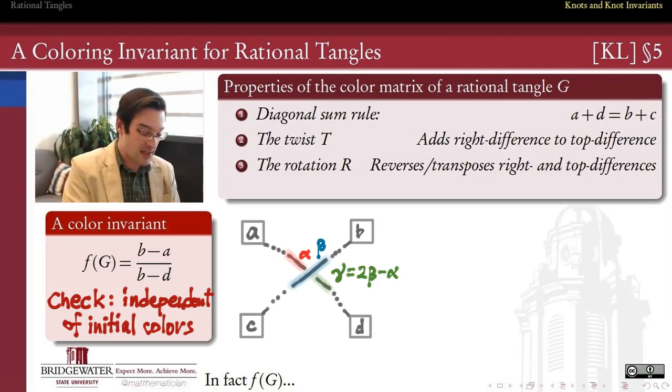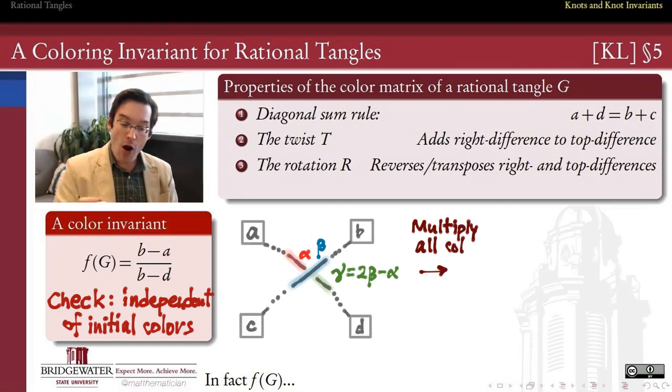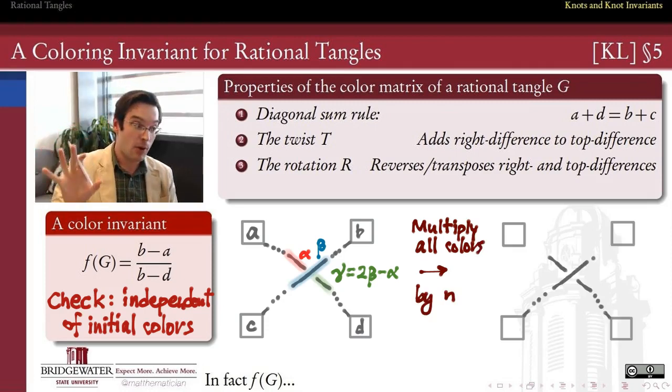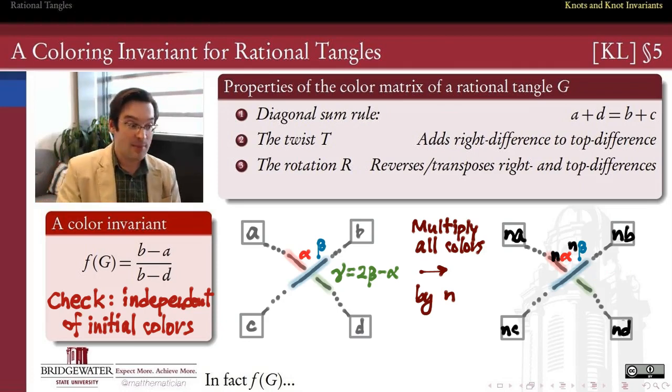The way we're going to do it is by taking an arbitrary tangle with color matrix ABCD and look at one of its crossings here in the middle. So I'll use beta for the overstrand and alpha and gamma for the understrands, where gamma satisfies 2 beta minus alpha, so it's according to our coloring scheme. So we have a validly colored rational tangle here with matrix ABCD. What's going to happen if I take all of the integers in that coloration and multiply them all by a constant n? So a turns into na, b turns into nb, n alpha and n beta.